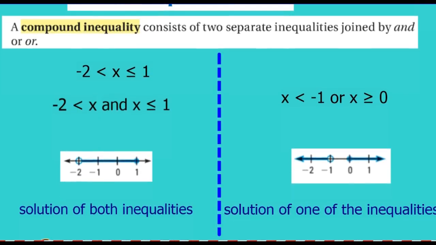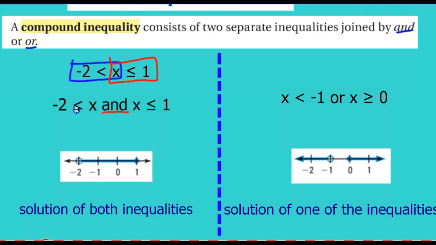So a compound inequality consists of two separate inequalities joined by "and" or "or". So an "and" inequality would look like this: -2 is less than x, which is less than or equal to 1. Now we can break that up into two separate pieces. So -2 is less than x, and x is less than or equal to 1. So that's where our "and" comes in.